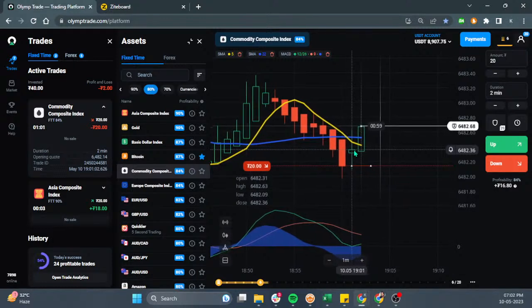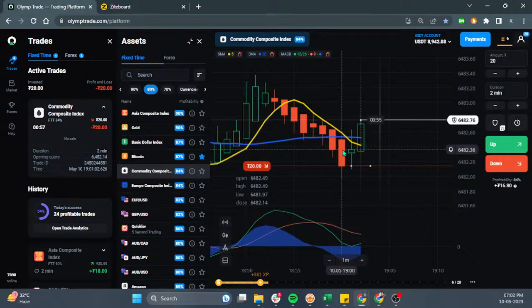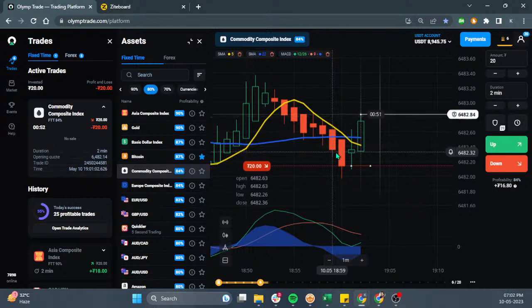Pro tip for you all: whenever you're trading, make sure your trade amount doesn't exceed 10% of your account balance. That's the maximum I'm telling you to go. In case you want to trade really heavily, you can go for that. But otherwise, make sure you're trading between 2 to 5% only.